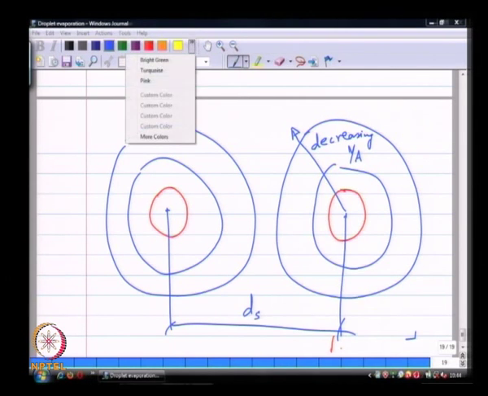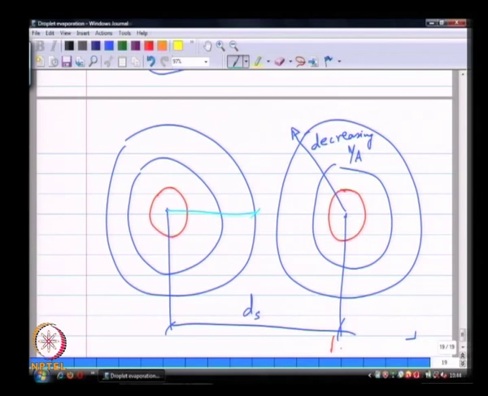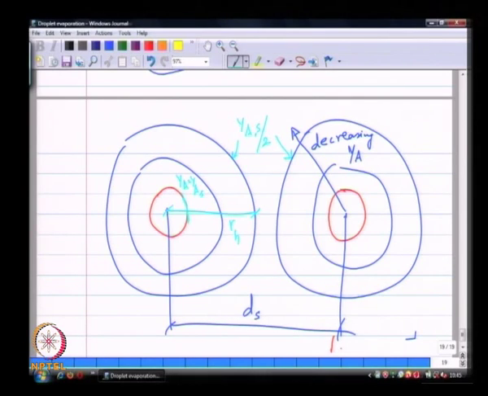So, if this is a contour of YA equals YA comma S, and if this is a contour of YA comma S over 2, and if they do not intersect by a large distance, what we are saying is that R sub H is much smaller than d sub s, the spacing between the drops. And in this case, I can use superposition of single droplets to create a vapor field around the drop.